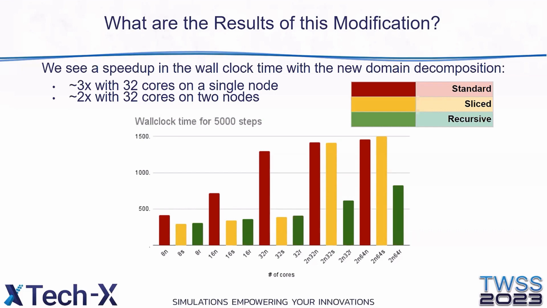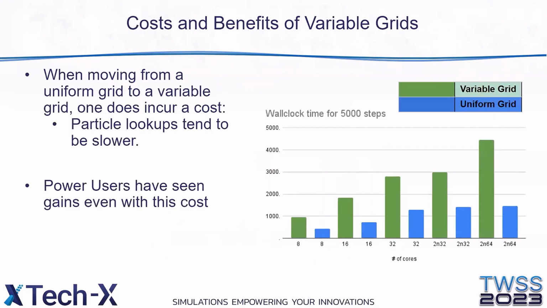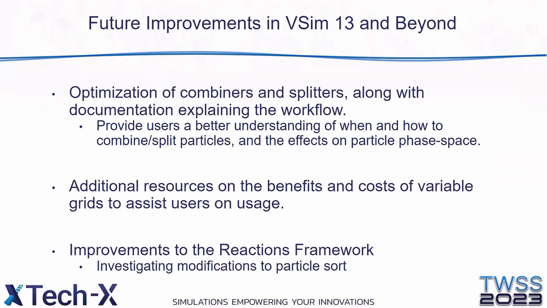I did also say that I wanted to make one comment about variable grids versus uniform grids, and that is that there are some costs associated with, in addition to the benefits that variable grids provide. The key bit here is that when moving from a uniform grid to a variable grid, the particle lookups tend to be slower. So users should be aware that there is a cost. Having said that, if you have the right kind of problem, power users have seen massive gains in going to a variable grid, even with this slightly additional cost. Now, we will be looking into this in the future as well.